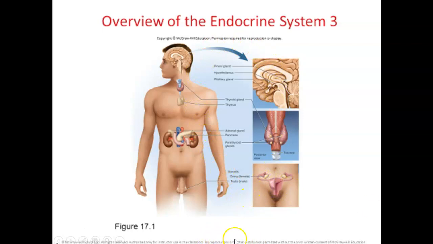In summary, in this module, we talked about the overall function of the endocrine system in comparison to the nervous system, and we introduced 9 important endocrine glands. In the next module, we're going to talk about each gland one by one, their anatomy and functions.